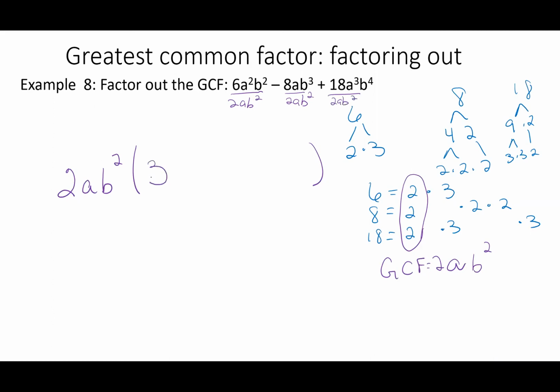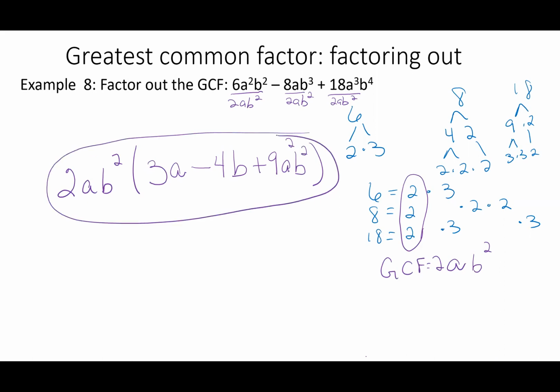subtract the exponents. 6 divided by 2 is 3. 2 minus 1 is A. 2 minus 2 on the B's leaves me no B's. 8 divided by 2 is 4. A divided by A cancels. And 3 minus 2 leaves me 1B. 18 divided by 2 is 9. Oh, I forgot my sign in there. 3 minus 1 is A squared, and 4 minus 2 is B squared.